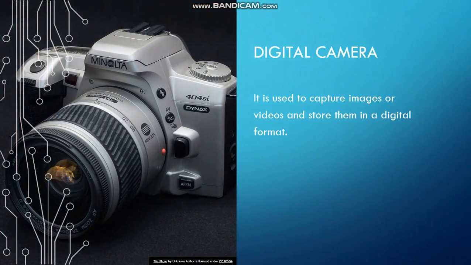Digital camera. A digital camera is used to capture images or videos, and we can store them in a digital format. If we click a photo or a video on a digital camera, we can store the particular image or video in a digital format. We can store it in our laptop or computer. Later on we can print that too.